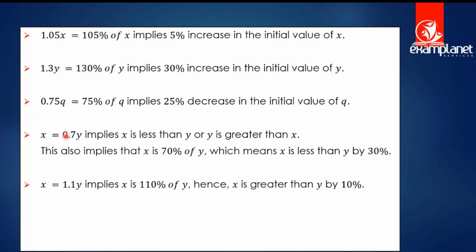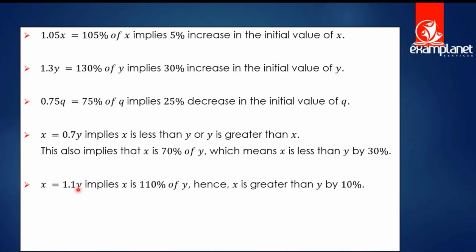X is less than y. So x is just 70% of y. And that implies that x is less than y by 30%. Remember, to make up 100. So that means x is less than y by 30%. So that's how you can interpret all this kind of statement when you calculate your percent. This statement is simply telling you x is less than y by 30%, or x is 70% of y.